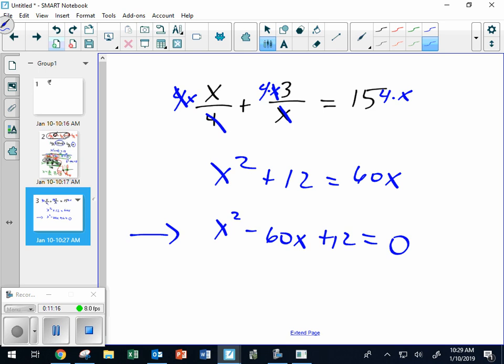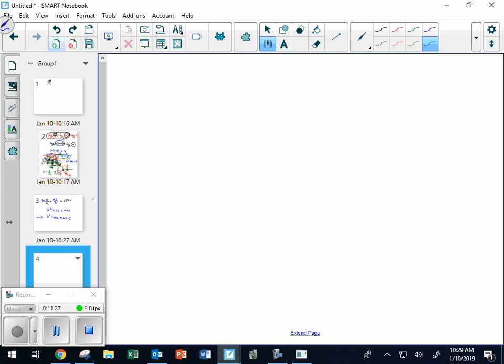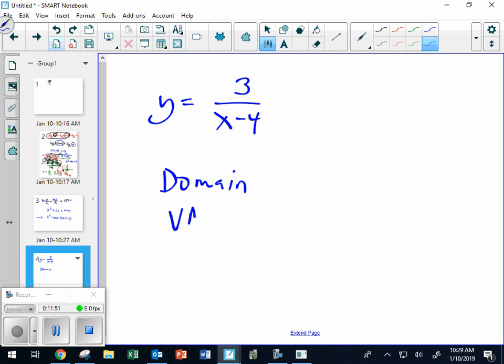Okay, any other topics you'd like to talk about? Absolute values, rational functions where you have poles in them, one of those? Okay, so with the rational functions, let's say you had... what's this thing's domain? What are its vertical asymptotes, horizontal asymptotes, and holes?